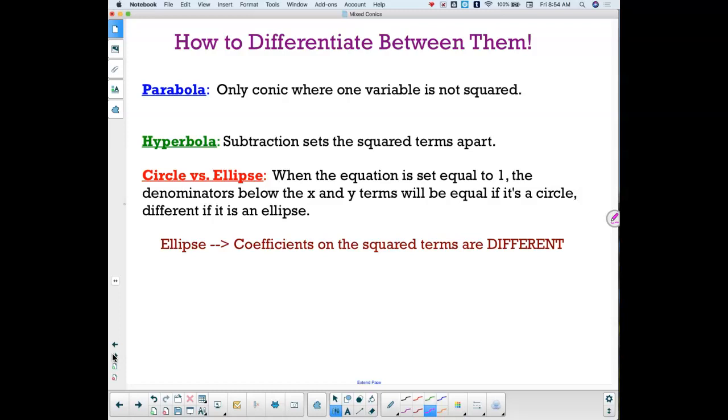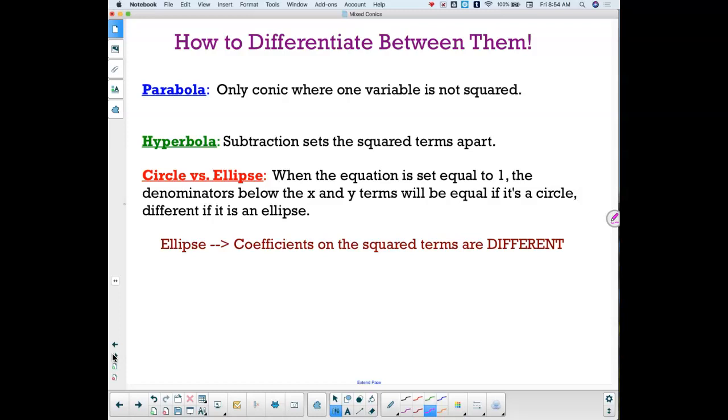A hyperbola. If you have the x squared term and the y squared term on the same side, and they're being subtracted, that's a hyperbola. It's the only one where x squared and y squared are being subtracted.